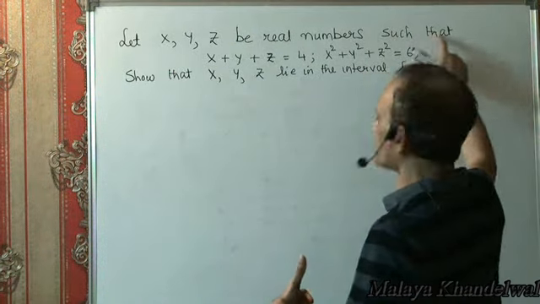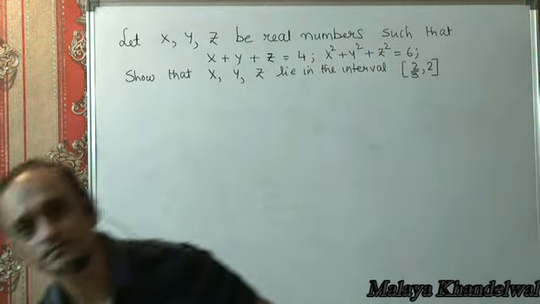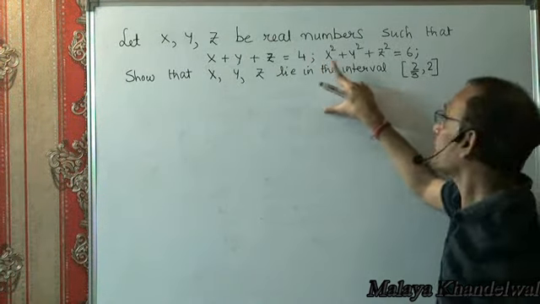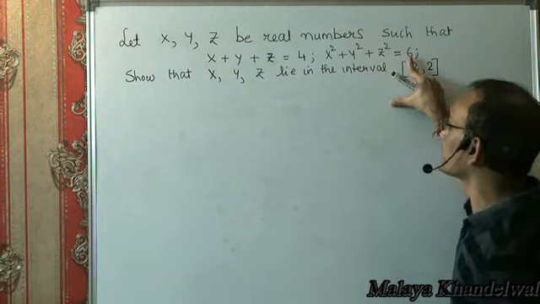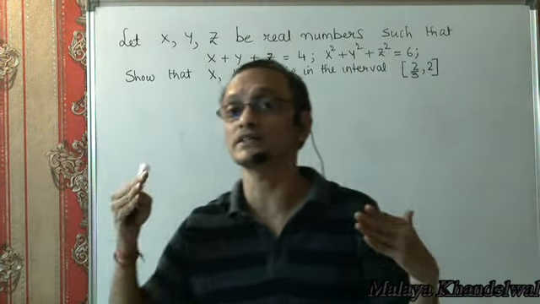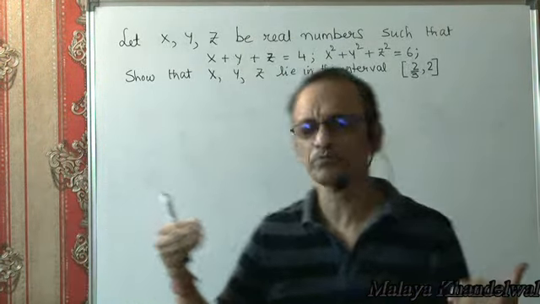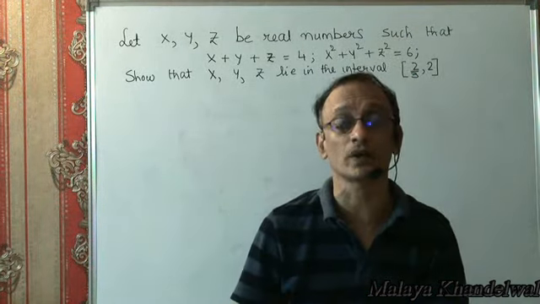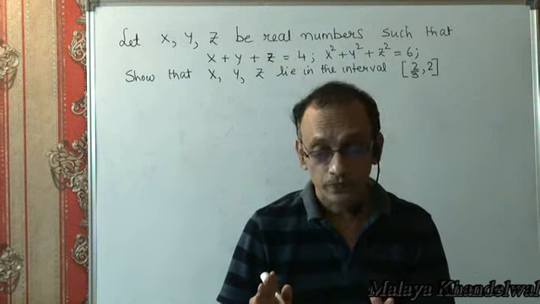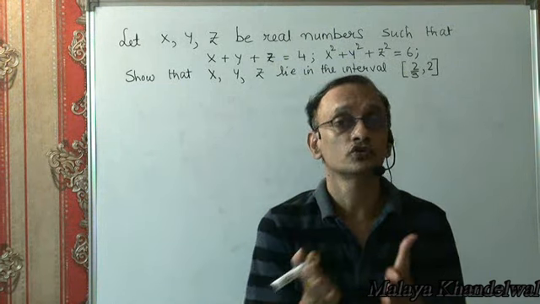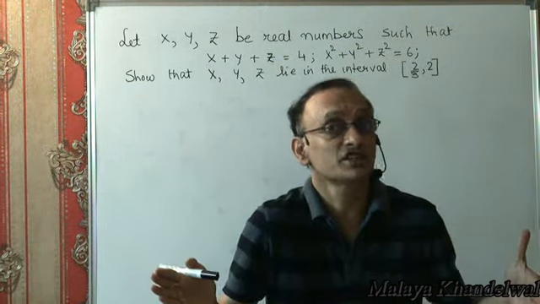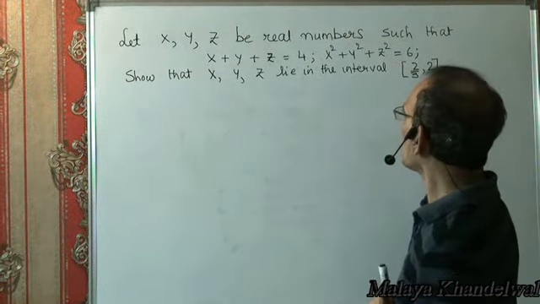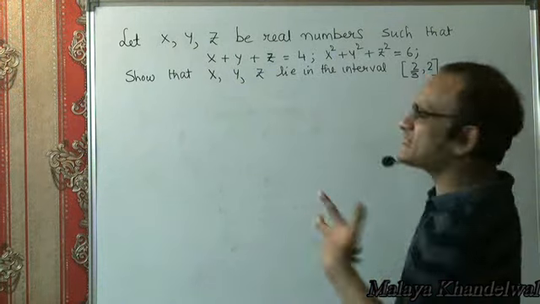x, y, z are real numbers such that x plus y plus z is 4, x squared plus y squared plus z squared is 6, and we want to be able to find the interval in which x, y, z lie. Now obviously, with two equations you will not be able to solve for x, y, z, but it would be possible for you to estimate the interval in which x, y, z lie, right? And the other thing is, all three lie in the same interval.